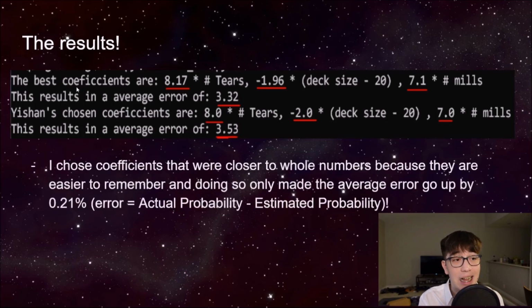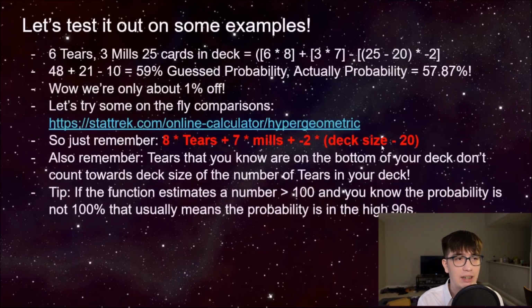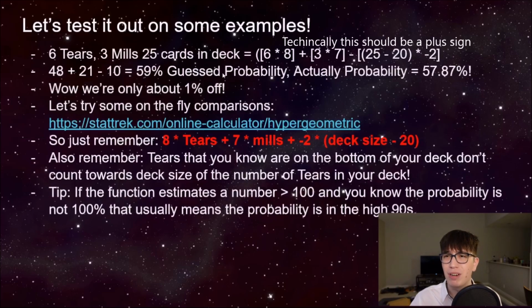And you know what? I calculated the average error, and it's only 3.53%, whereas the average error of the optimal numbers is 3.32%. So we're actually only losing 0.2% of our guessing power, and we have easier numbers to remember. So what does this mean? Let's see these results in action. Let's test it out. So remember our original question.